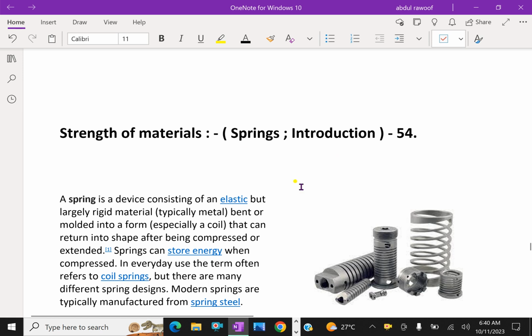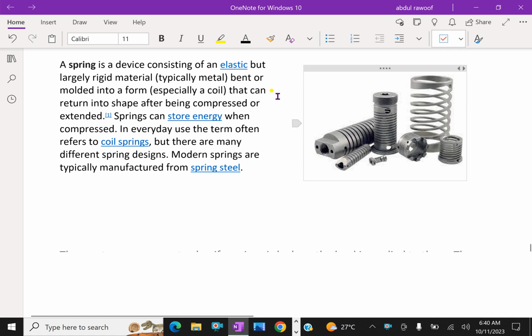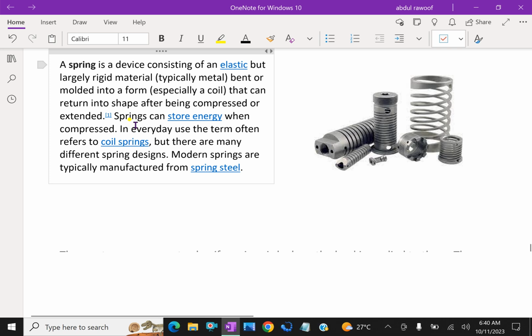Some introduction. A spring is a device consisting of elastic but largely rigid material, typically metals, bent or molded into a form, especially a coil, that can return into shape after being compressed or extended. Springs can store energy when compressed or extended. In everyday life, the term often refers to coil springs, but there are many different spring designs.